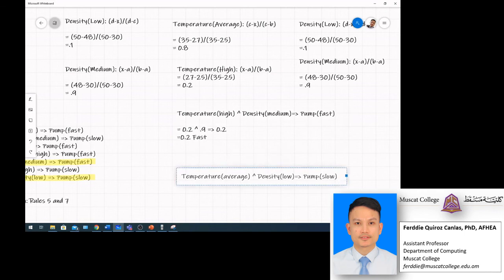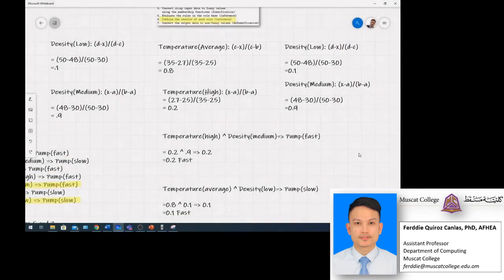How about the next one? Temperature average is 0.8, and density is 0.1. Okay, 0.1. So let me put the decimal here so that you won't be confused. 0.1 here, also 0.1 here. Okay, let's see what will happen. So this is 0.8 and 0.1. This is 0.2 and 0.9. Since we are using and, we will be selecting the lower value, which is 0.1. In this case, it should be 0.1 slow. Okay? So we're done with the evaluation.